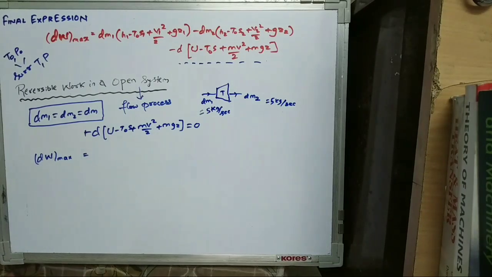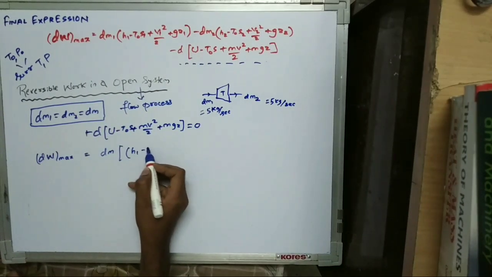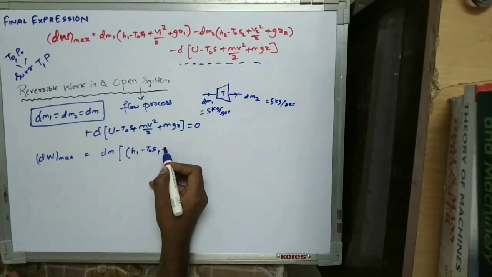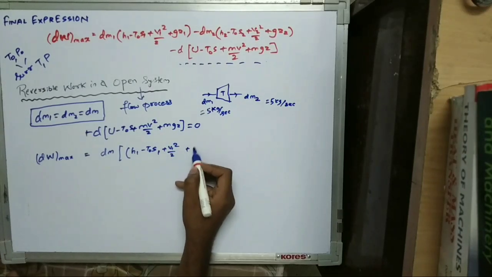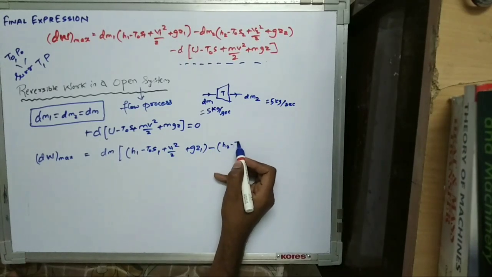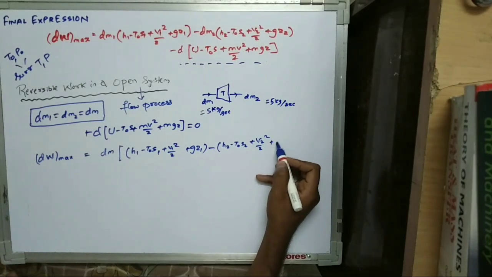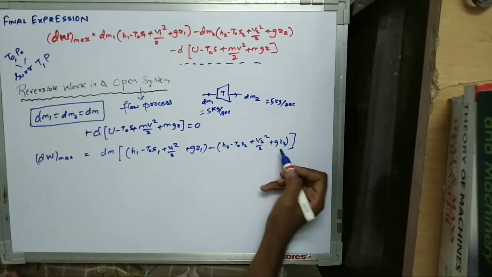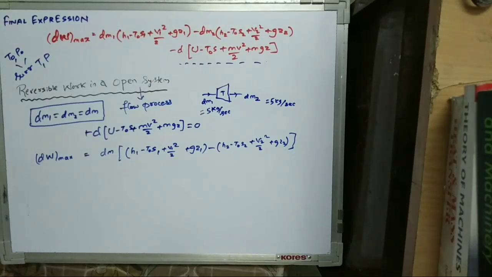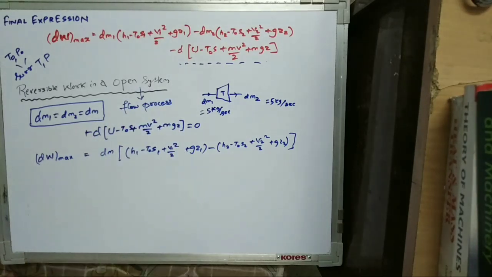Then the final expression becomes dW max is equal to, I am writing, since dm1 is equal to dm2, we take dm common: dm times (h1 minus T0 s1 plus v1 square by 2 plus g z1) minus (h2 minus T0 s2 plus v2 square by 2 plus g z2), bracket close. So we are getting this equation.